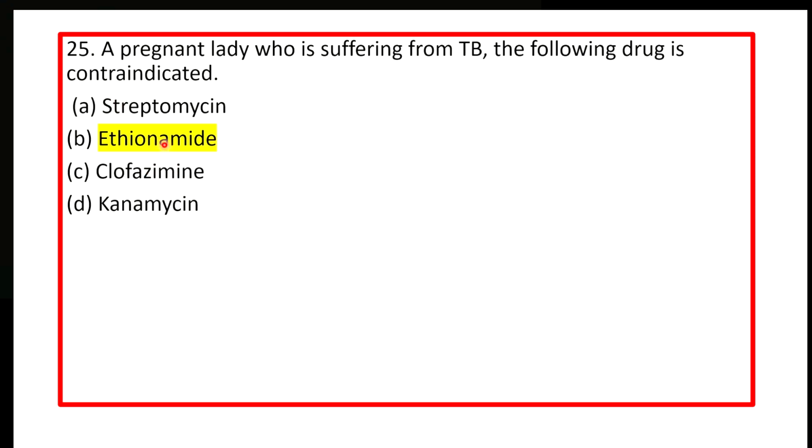Here also I have mentioned this. I will tell you one story here. A pregnant lady who is suffering from TB, the following drug is contraindicated. So ethionamide is a very contraindicated drug. If the person is suffering from any lung disease like TB or any other lung problem, then ethionamide is the correct option, B.